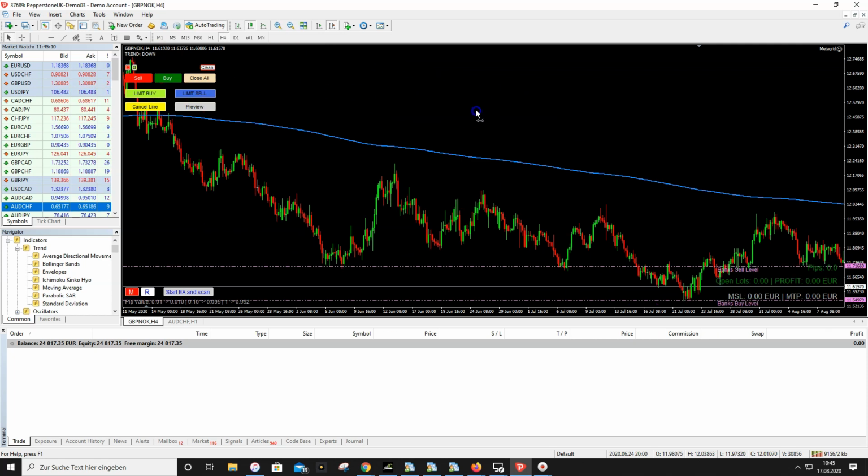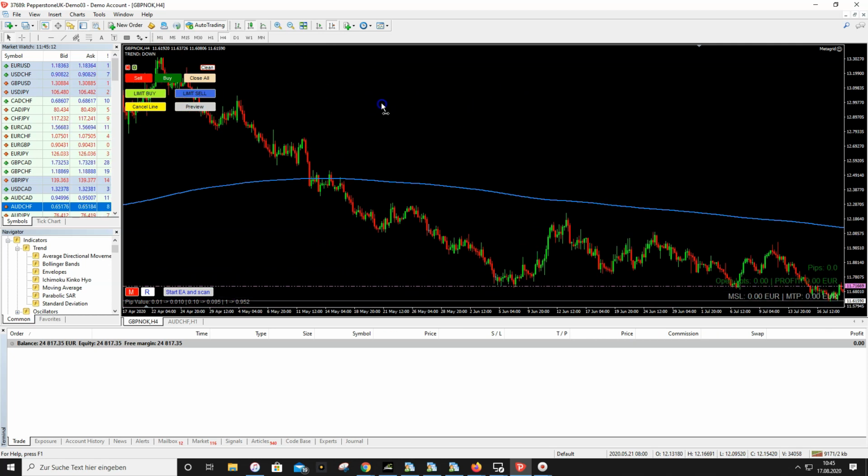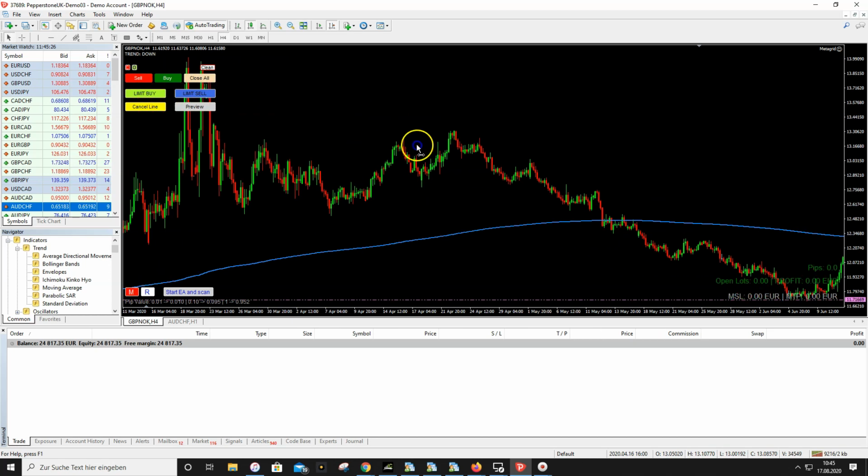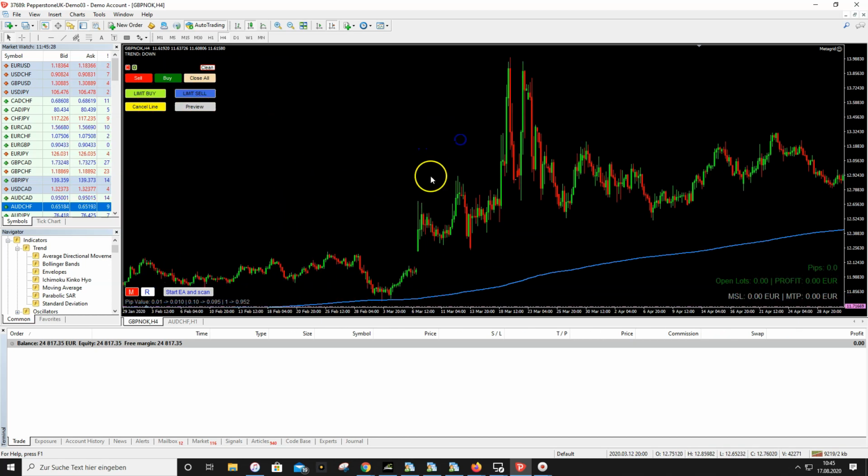And if we scroll back the chart here, you can see indeed here the price came down to this moving average, and then here it bounced, and then from this moment on the price was going down and respected this moving average here. And if we go a little bit more back, you can see here the price came to our moving average.